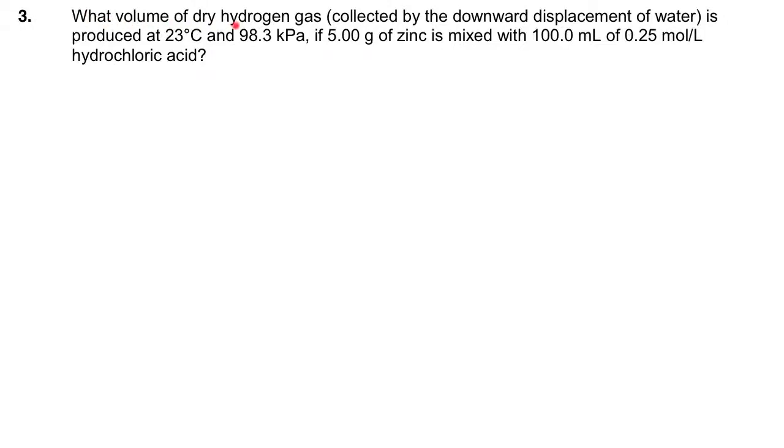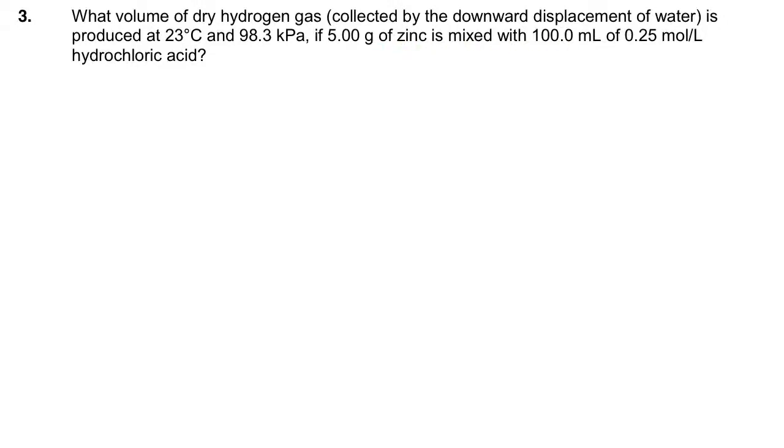So it says, what volume of dry hydrogen gas collected by the downward displacement of water is produced at 23 degrees Celsius and 98.3 kilopascals, if 5 grams of zinc is mixed with 100 milliliters of 0.25 moles per liter hydrochloric acid. So you might have to read questions like this a few times in order to understand what's going on, but break it down, start with the reaction.